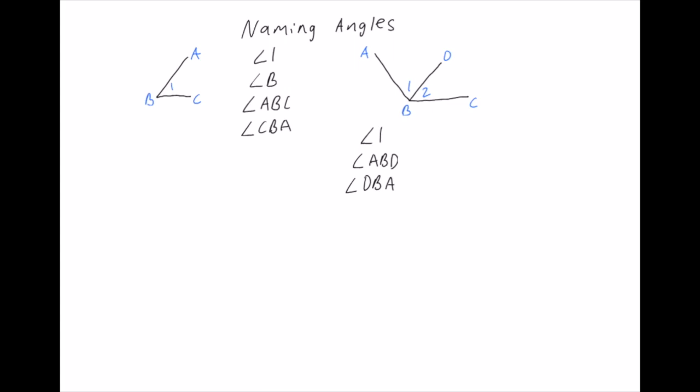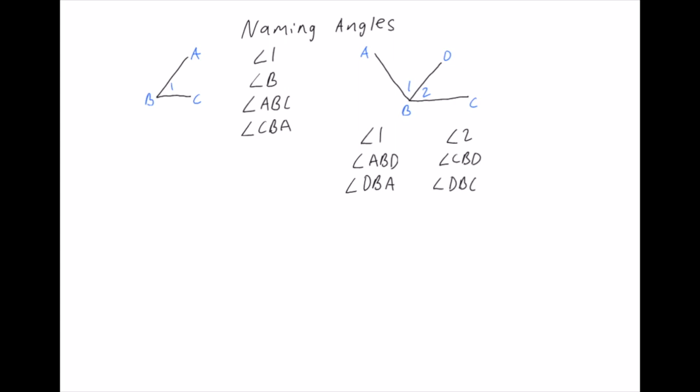Now, let's name angle 2. So, angle 2 is a possibility. Or, we can name it with the letters CBD. So, angle CBD. Or backwards, DBC. Again, with B being in the middle.